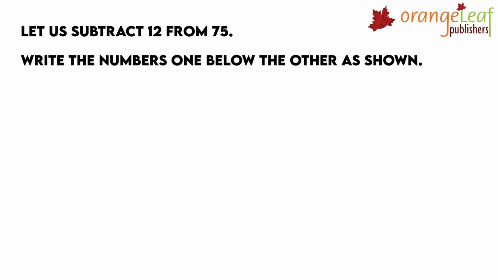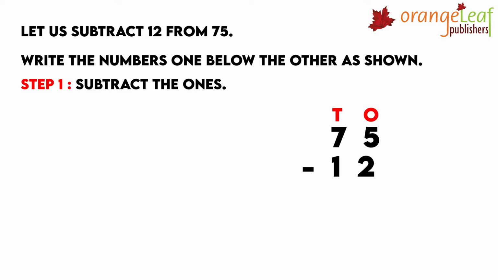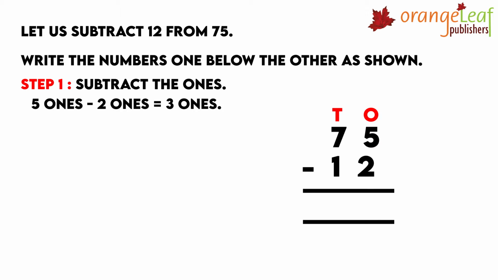Now write the numbers one below the other as shown below. Step 1. Subtract the ones. We have 5 ones and we also have 2 ones. 5 ones minus 2 ones is equal to 3 ones. So we write 3 in the ones place.